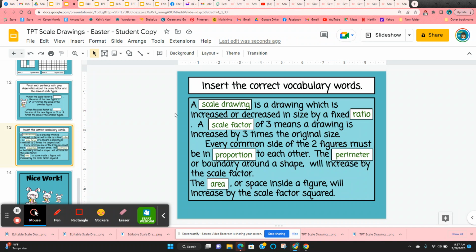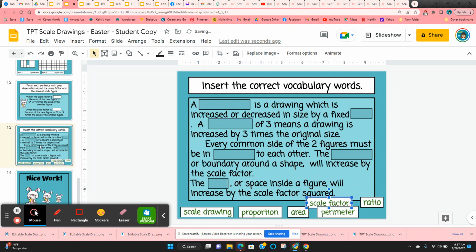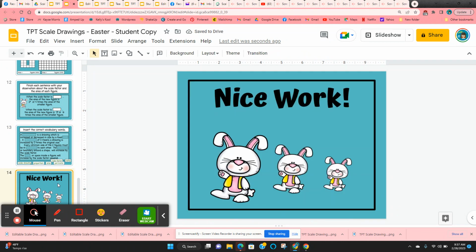In the final slide, they've got these vocabulary words, and they're all going to be at the bottom here. They have to just move them into the correct place in their sentence frame. They can go back and refer to slide 3 if they need to. And that is the lesson on scale drawings, the Easter version.